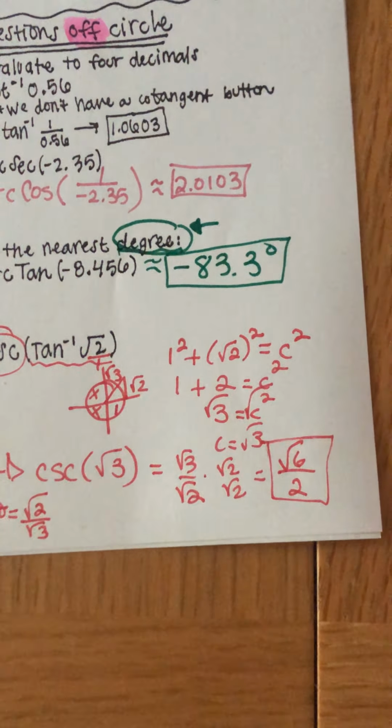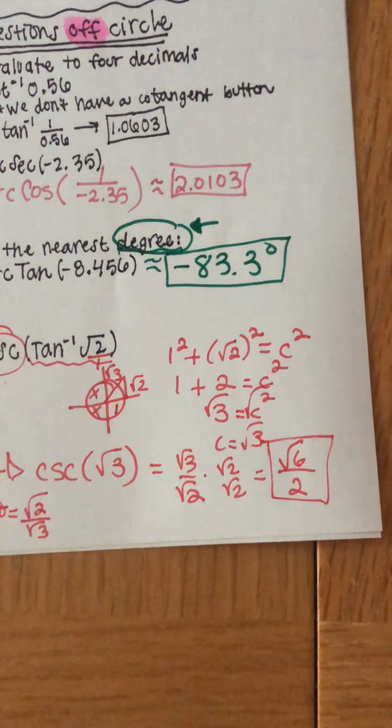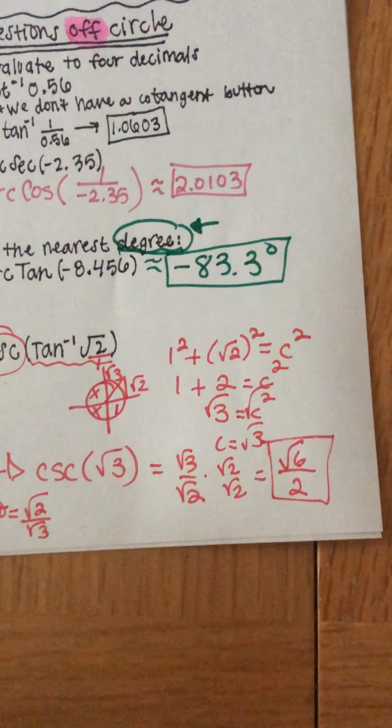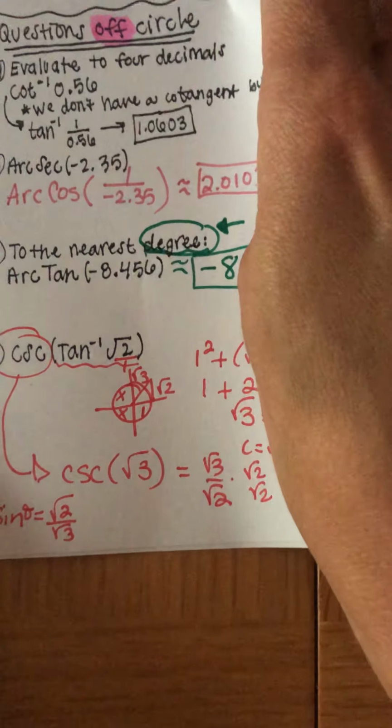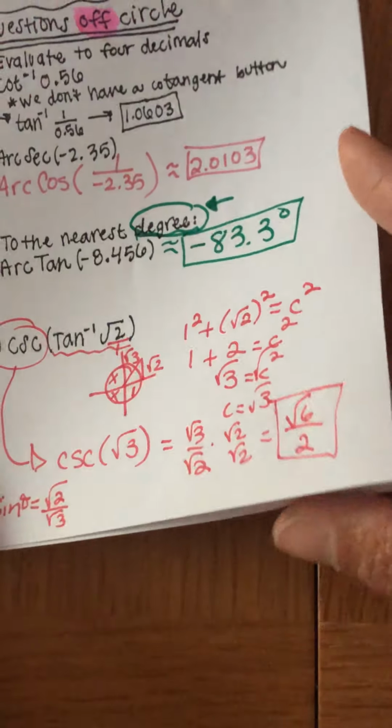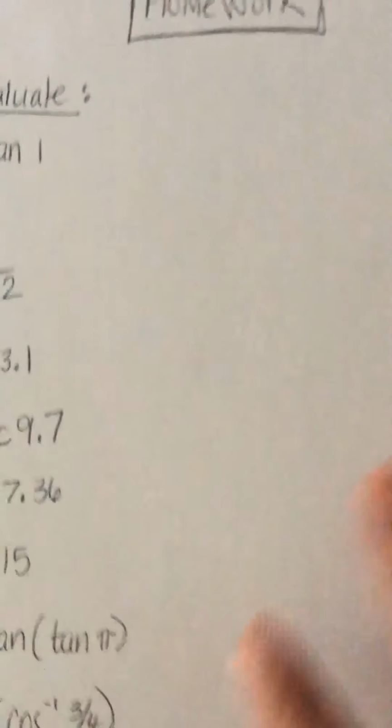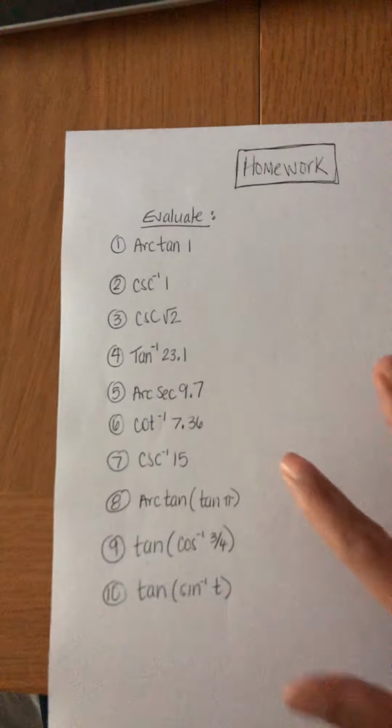Working through that problem. So these problems are very similar to the ones from the last lesson, except that we're dealing with all the rest, you know, secant, cosecant, tangent, cotangent. Okay, and on the next page is, oops, I gotta zoom out, is the homework.